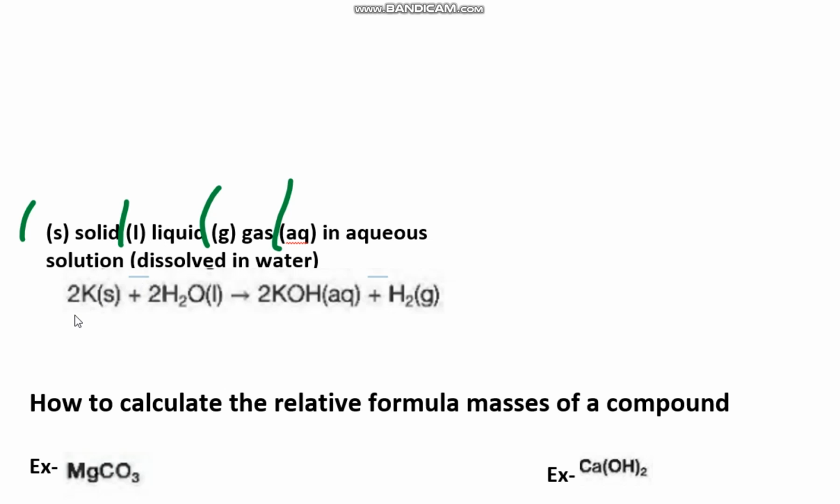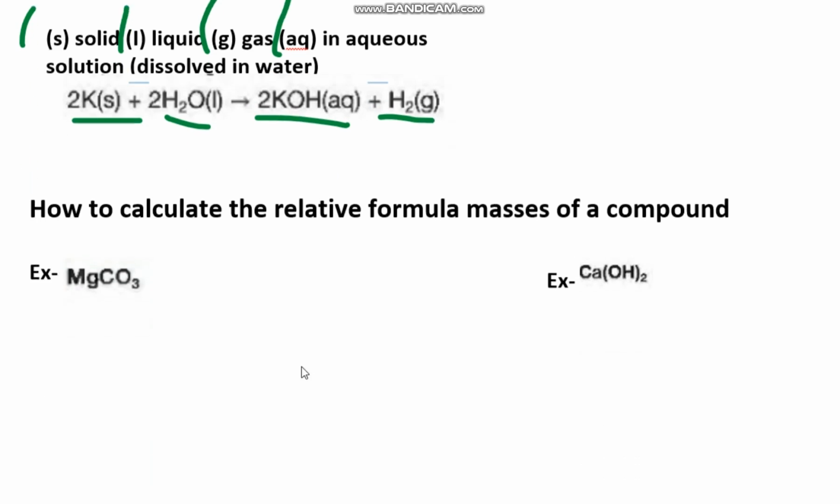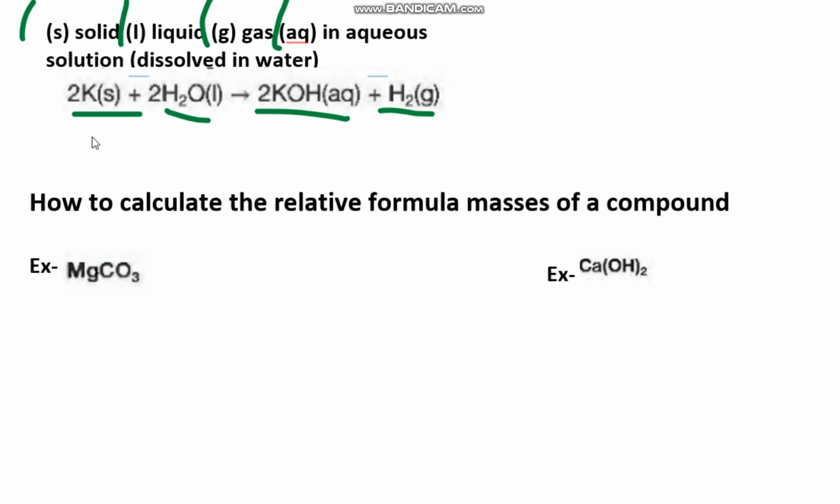So for metals we use solid S. We put S in the same line, after the compound or the element on the right hand side. So this is a simple thing. You can see all of these, and then we have how to calculate the relative formula masses of a compound.